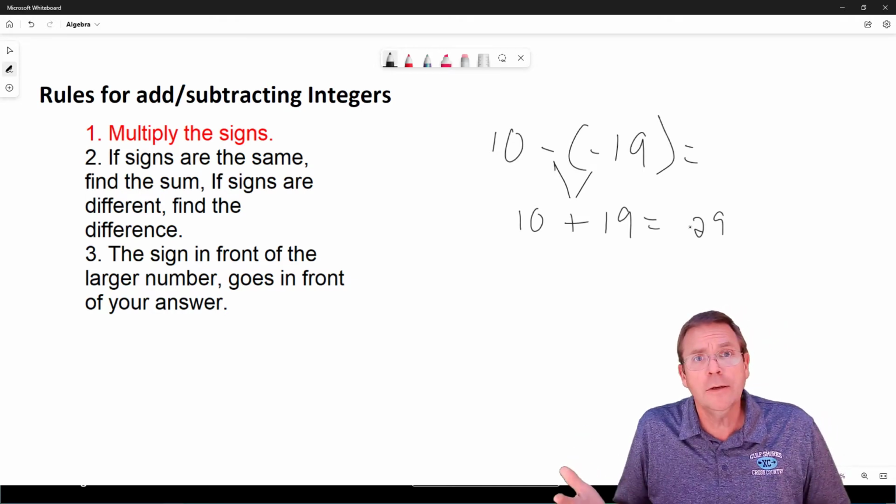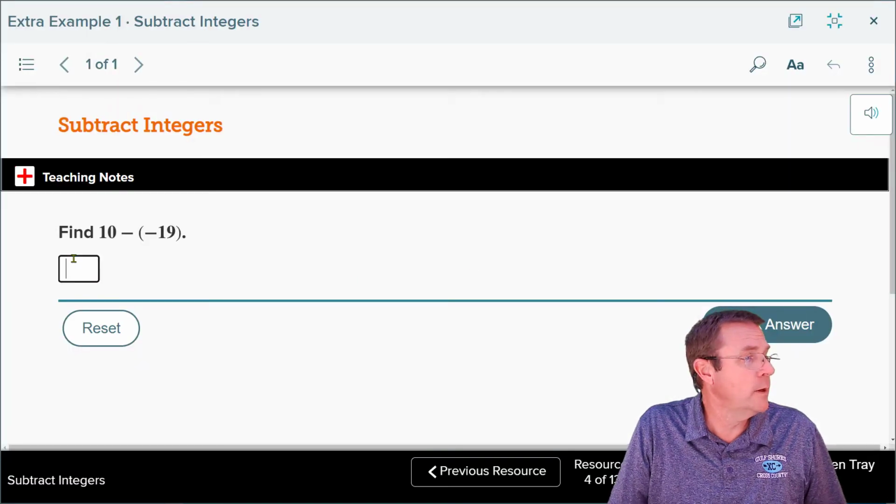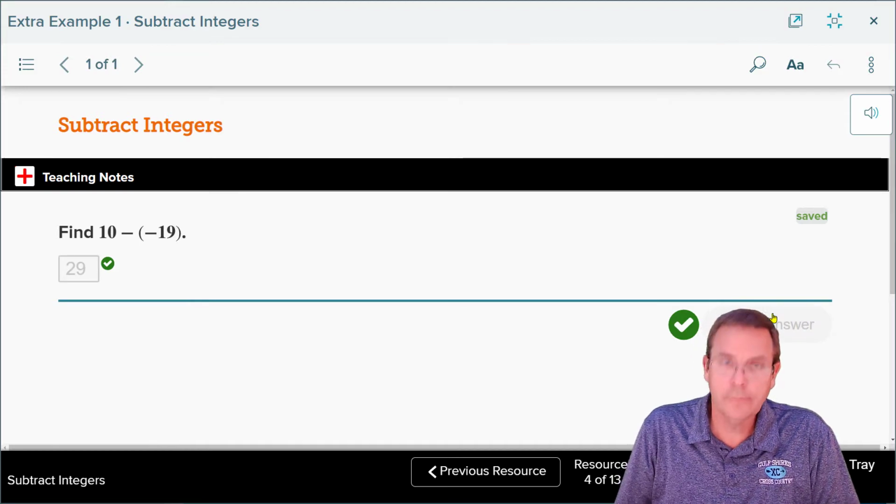But when it gets to be 10 plus 19, quit stressing about it. You already know what the answer is going to be. Answer 29, check your answer, and it's going to work.